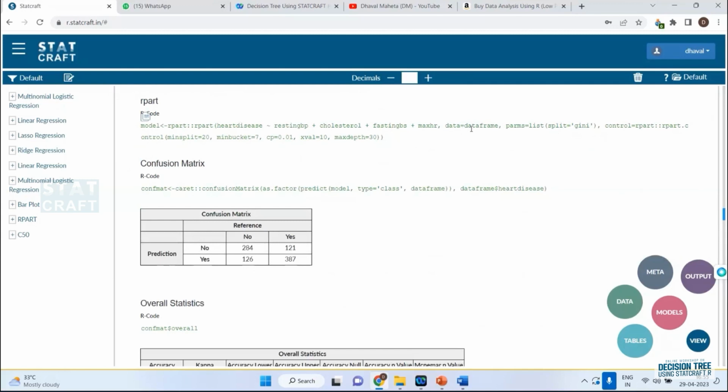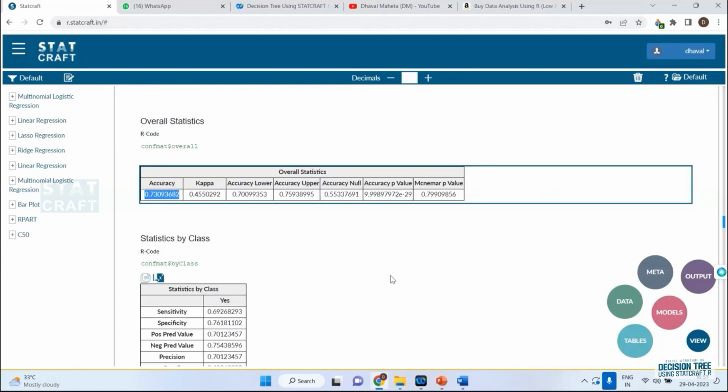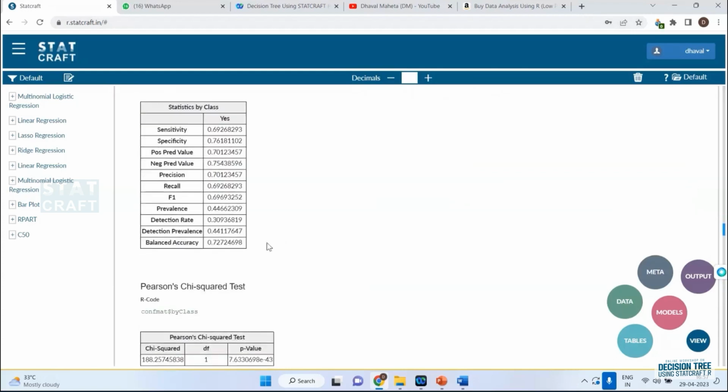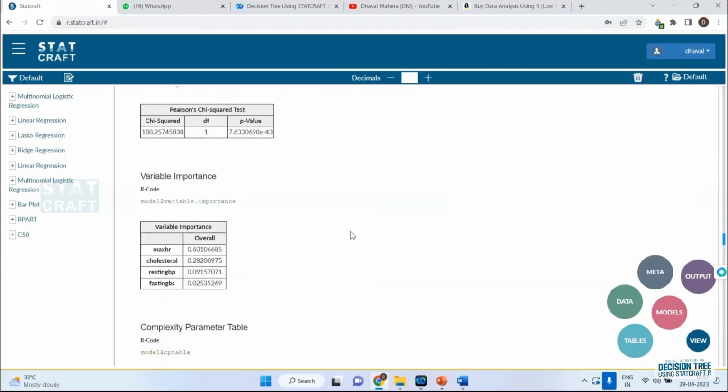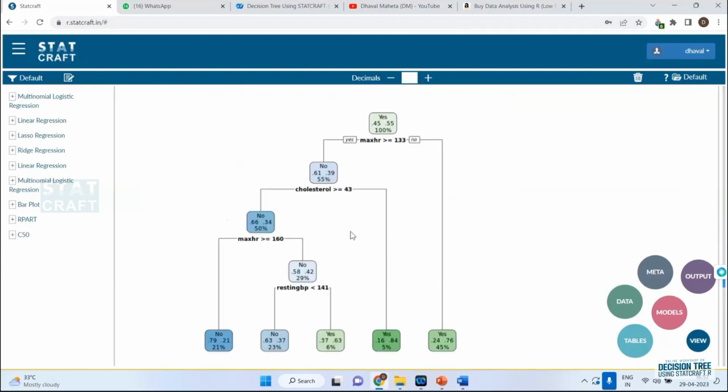RPART, what is the equation which we are going to run? That is also given. Now comes the confusion matrix. Okay. We will interpret this later on. First, we will see this part. Can you see the decision tree, all of you? Can you see the decision tree? So beautiful a decision tree it has given.